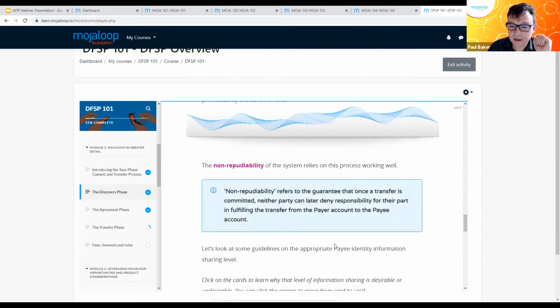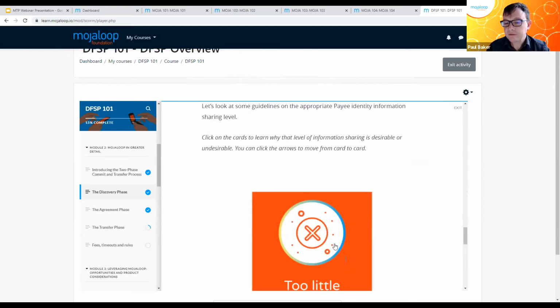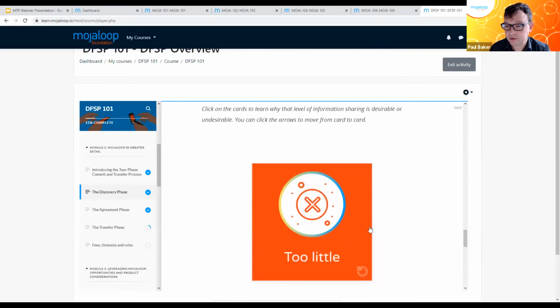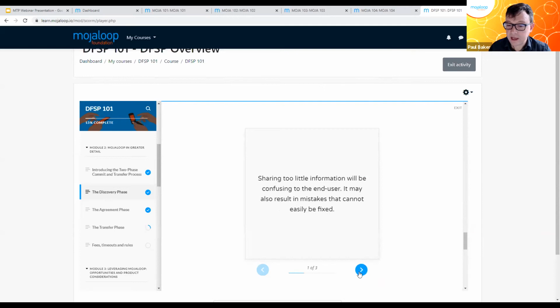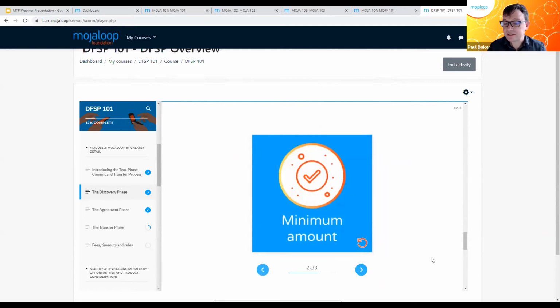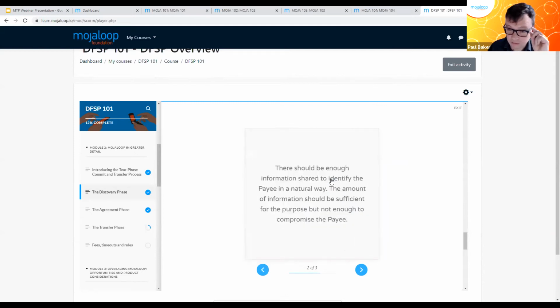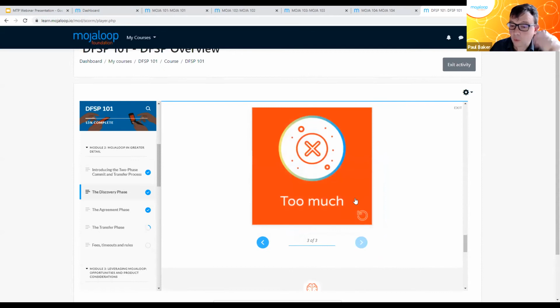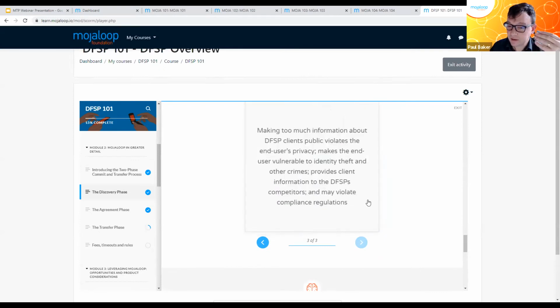And then as part of the discovery phase, that final check against the DFSP that's been looked up: information for that particular payee is sent back to the payer so that they can use that information to confirm that in fact they're sending the money to the right person. And this really talks about how much of that information should be shared. If too little information is shared, that becomes confusing and doesn't serve the purpose. And that's explained here. What we really want to achieve is this minimum amount of information. That's what we're aiming for. And then we also explain why too much information is bad, because obviously that's a violation of privacy of the end user.